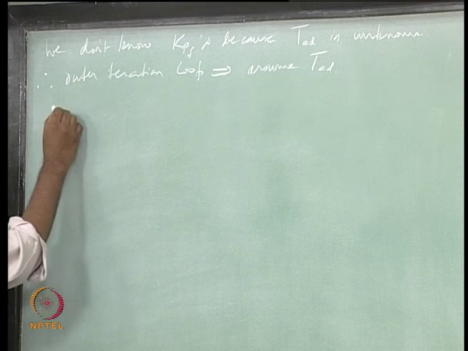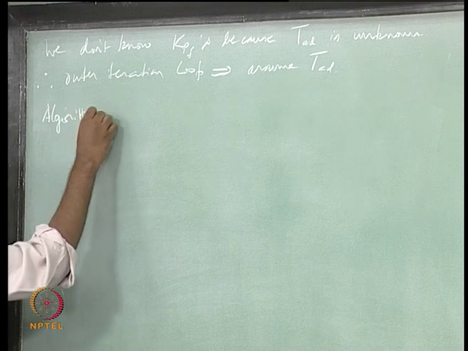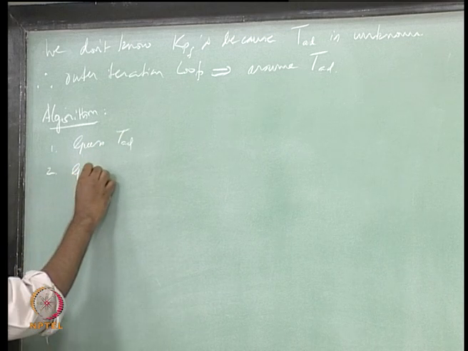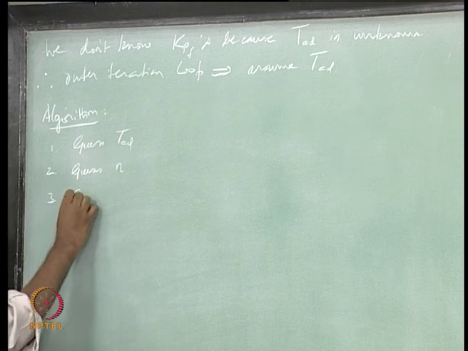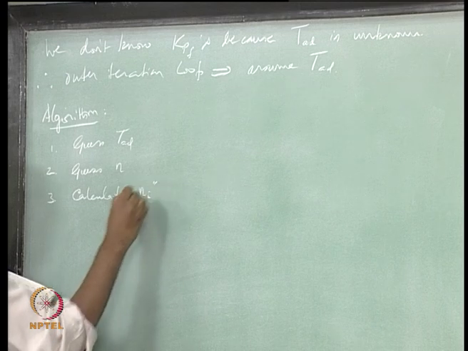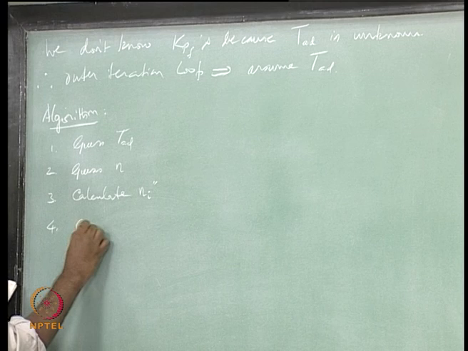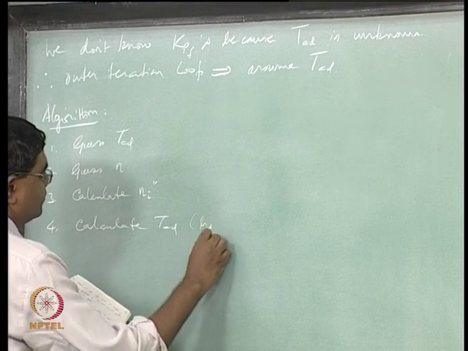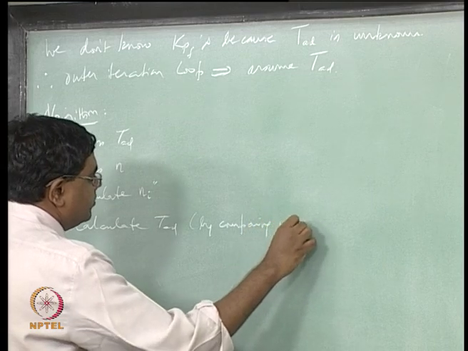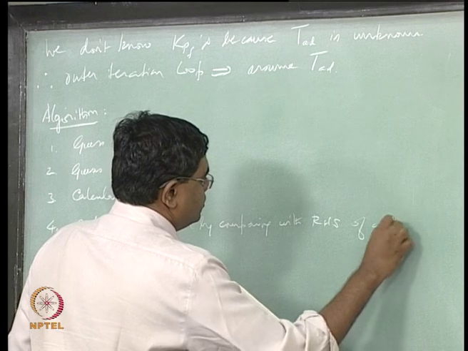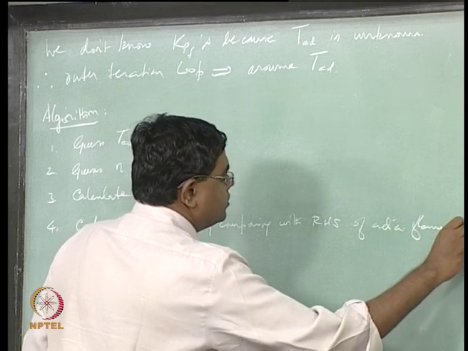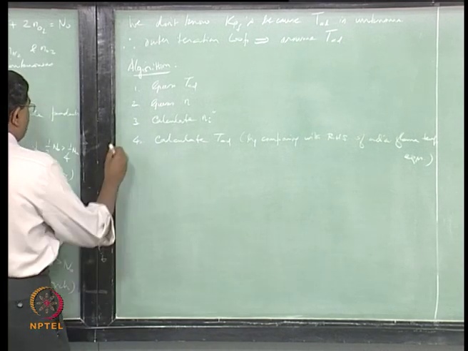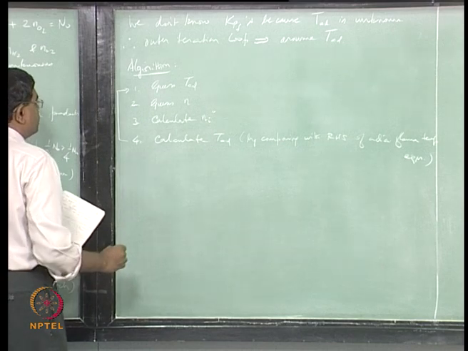and so then the algorithm is now: guess T ad, guess n, calculate ni double prime, and then calculate T ad, okay, by comparing with the RHS of the adiabatic flame temperature equation, which is essentially the enthalpy balance equation, and then you go around, right.